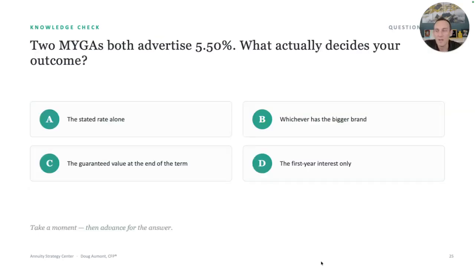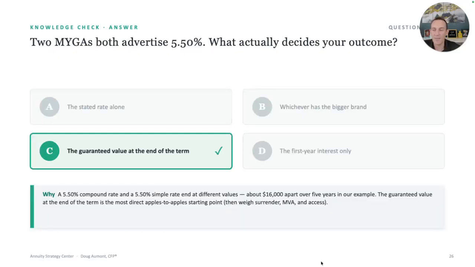All right. Number 2, 2 MYGAs, multi-year guaranteed annuities. Both are advertising 5.5%. What actually decides your outcome? Well, is it A, the stated rate alone? Is it B, whichever has the bigger brand? Is it C, the guaranteed value at the end of the term? Or is it D, the first year interest? And the answer is C, the guaranteed value at the end of the term.